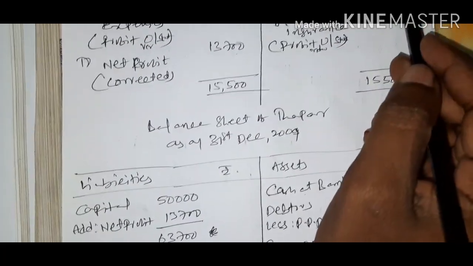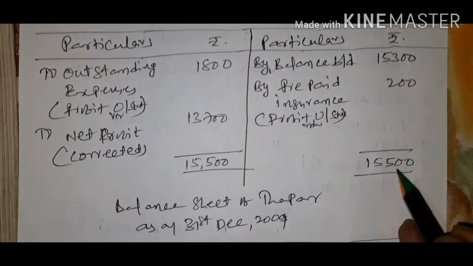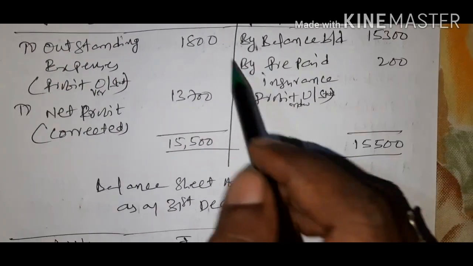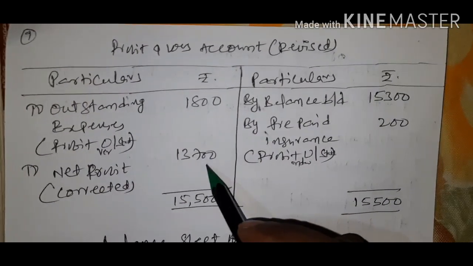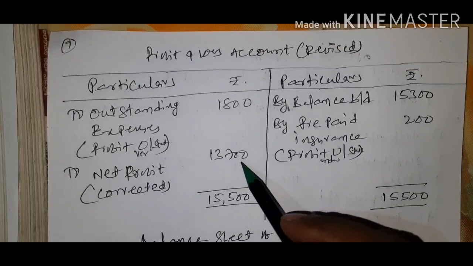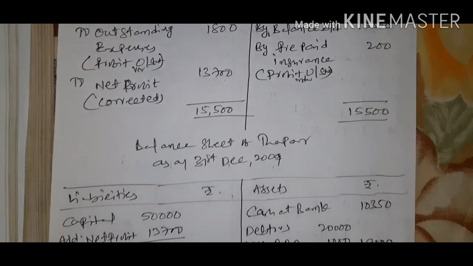I repeat, friends, credit side we have 15,300 and prepaid insurance we have adjusted 200, total 15,500. From that we deduct outstanding expenditure which is not provided, 1,800. Then we arrive at correct net profit, that is 13,700, and the same will be transferred to balance sheet. And we prepare the balance sheet now, friends.